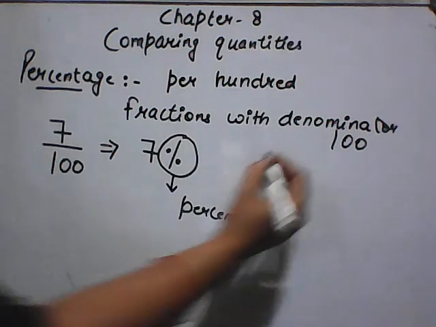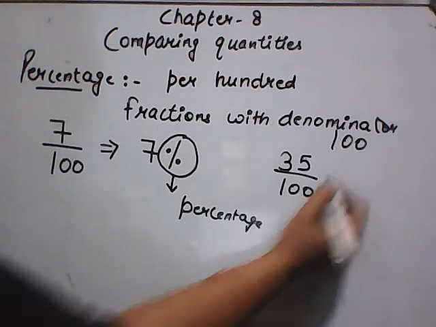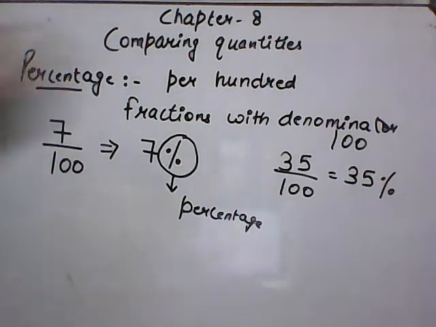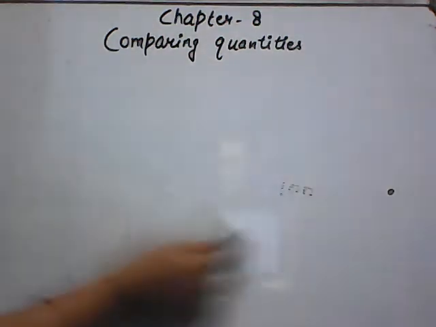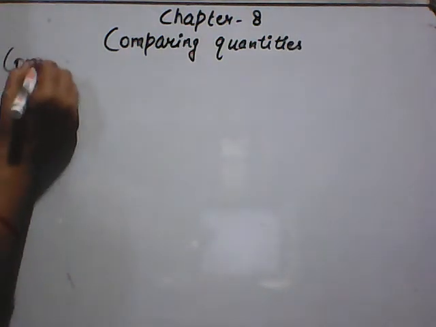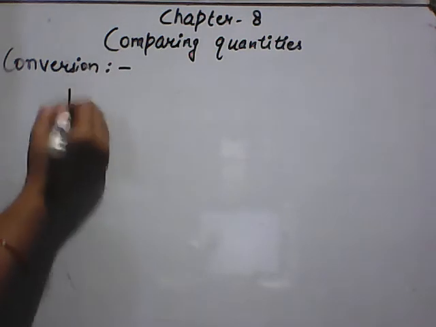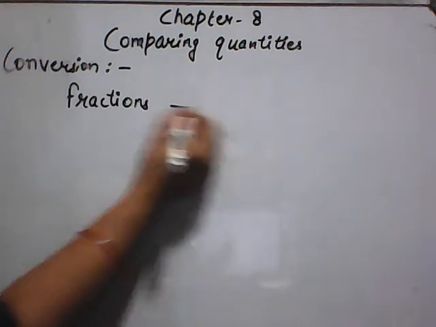For example, if we have 35 divided by 100, it means 35%. It is represented as 35%. Now, we are doing some conversions. First one is converting fractions to percentage.